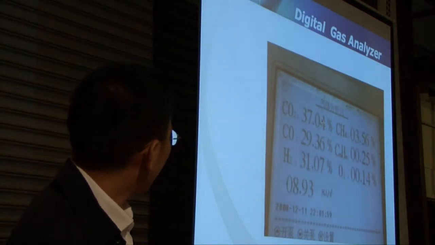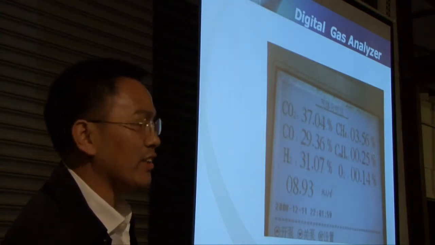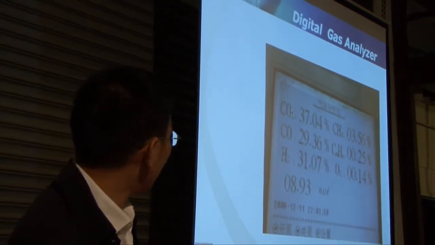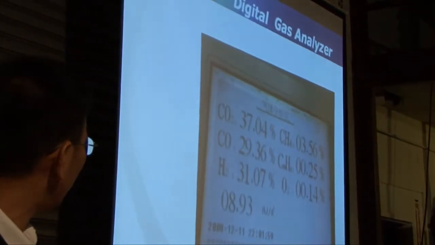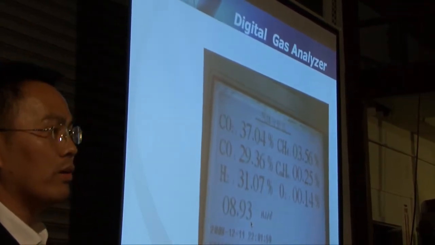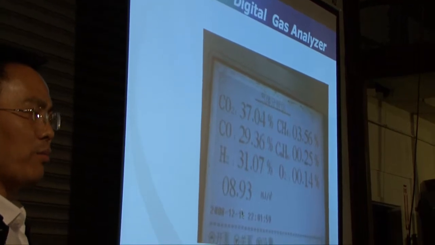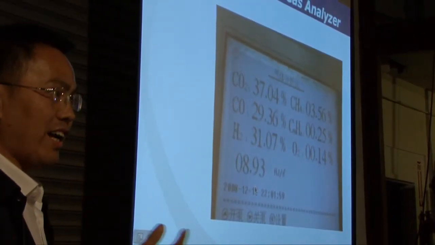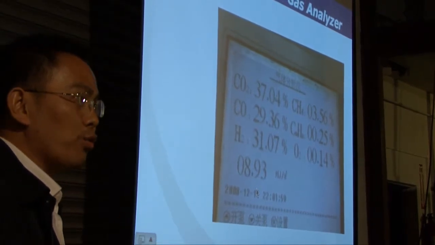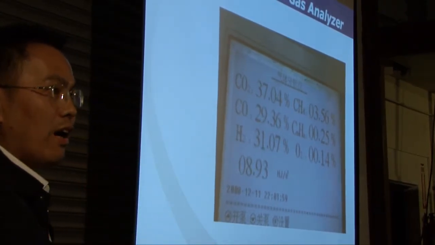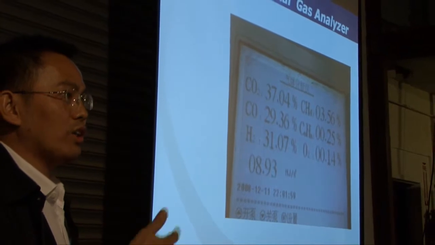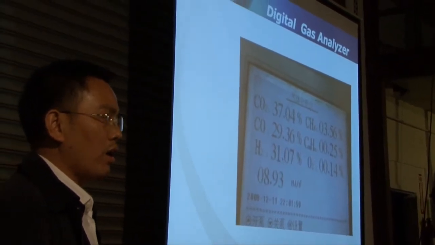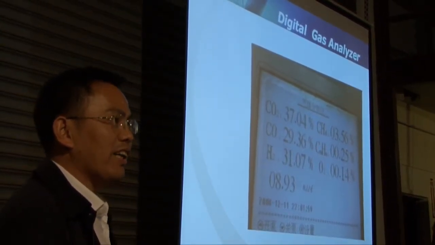So by this way, we can get a digital gas analyzer with CO, CO2, CH4, CnHm, H2, O2, and the heating value. This analyzer we produced in 2004. At that time, in 2005, we knew everything with that, and now it is sold in China, and also sold in Brazil, Austria, and many countries.